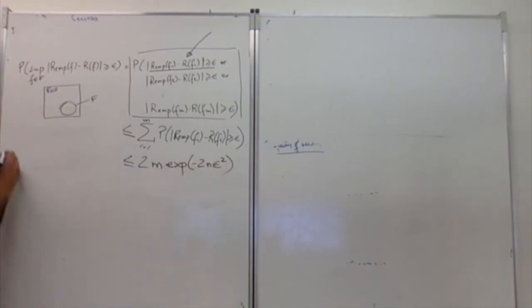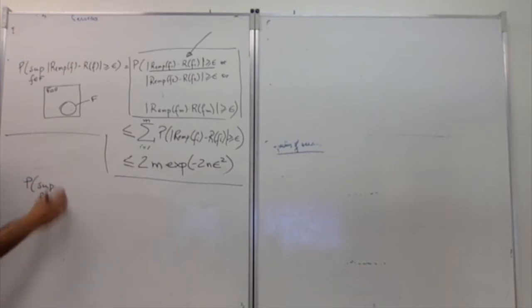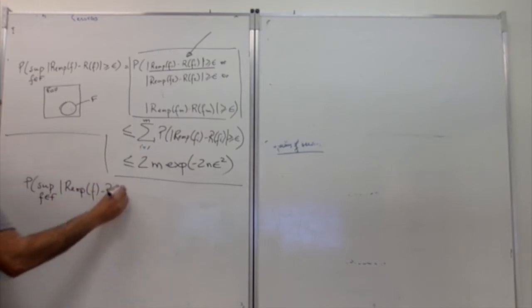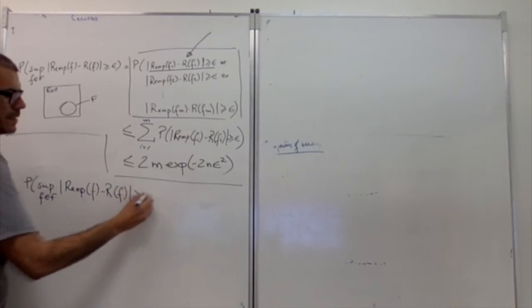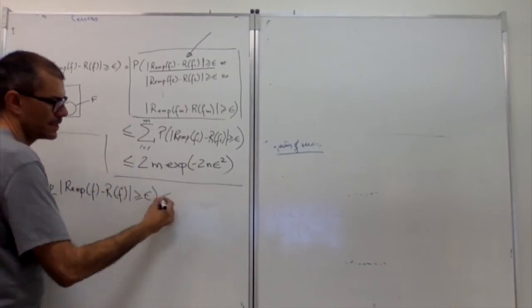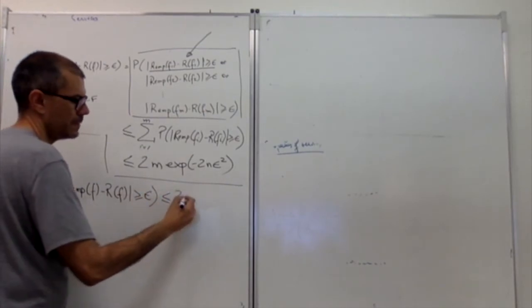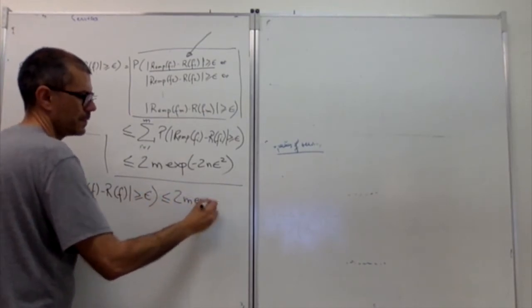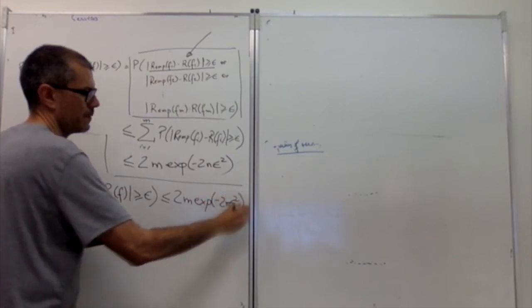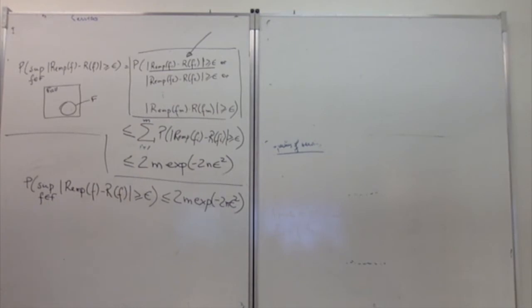So this is the most common formulation. We have the supremum for f in F, which is the most usual way people see in books and papers, greater than or equal to epsilon. This is going to be upper limited by 2 times m times the exponential of minus 2n epsilon squared. In fact, now we have the typical way of showing statistical learning theory. That's a typical formulation people use.